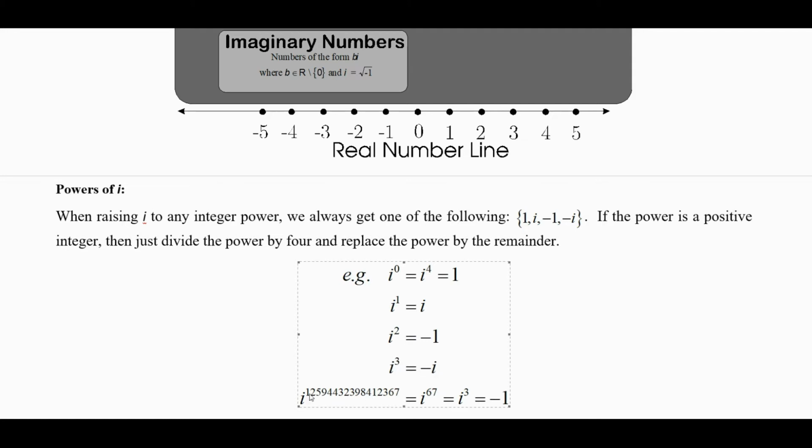So if we have a long power like this, we can just divide by 4 and look at the remainder. It's even easier than that because we know 100 is divisible by 4. So really all we have to do is take the last two digits and divide by 4. So this is going to be the same as i to the 67th. Divide that by 4, we get a remainder of 3. That's going to be the same as i cubed, which is just minus i.